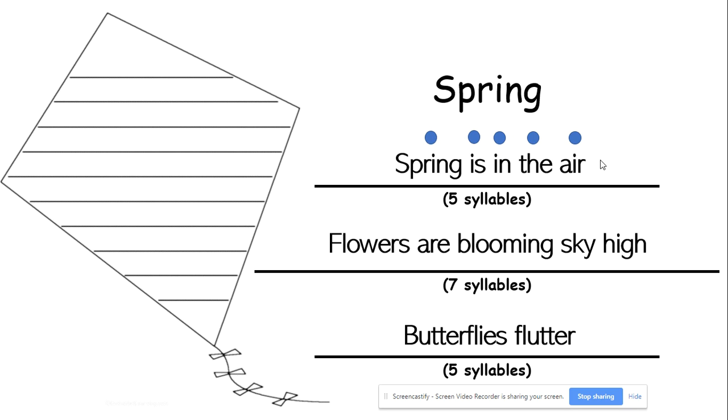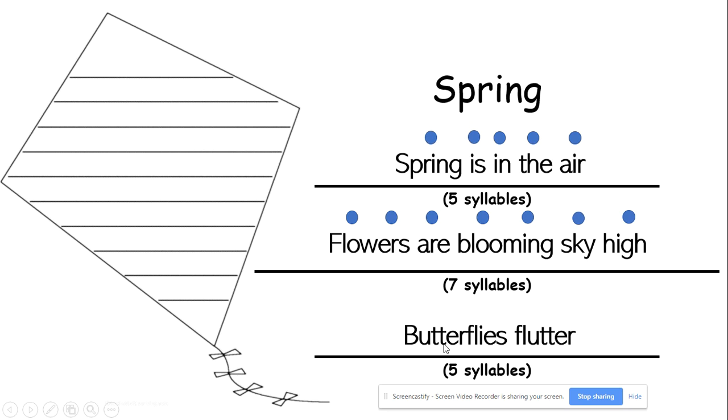But let's take a look at the second line. There are 1, 2, 3, 4, 5 words, but this line is supposed to have 7 syllables. Let's count the syllables together. Flowers are blooming sky high. Even though there are only 5 words, the words flower and blooming both are made up of 2 syllables for a total of 7. Let's take a look at the last line.